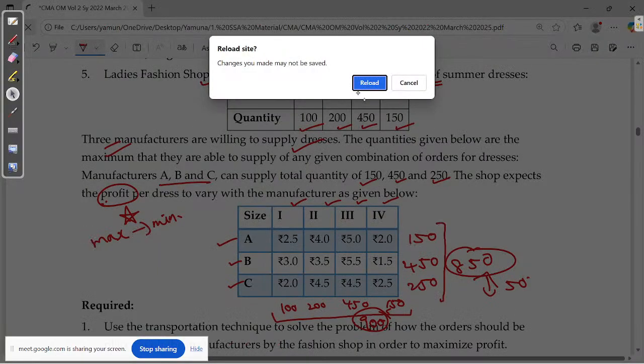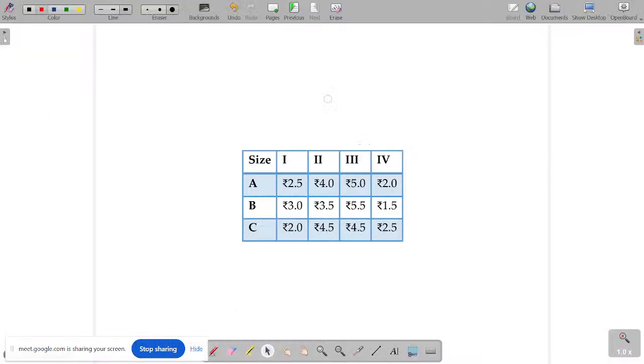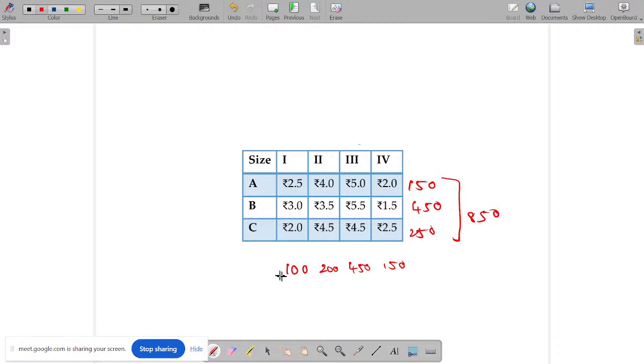Probably I'll show this working on the board. So this is the one given. And what is the dress size given? The number of units needed for each size of dress: 100, 200, 450, 150. And what is the number of units the manufacturers can supply? From the question, 150, 450, and 250. We add this, we got 850. We add this, we got 900. So 900 minus 850, that's a shortage of 50 units.